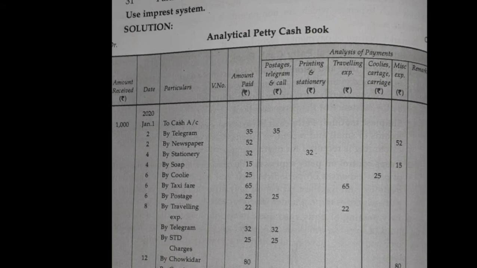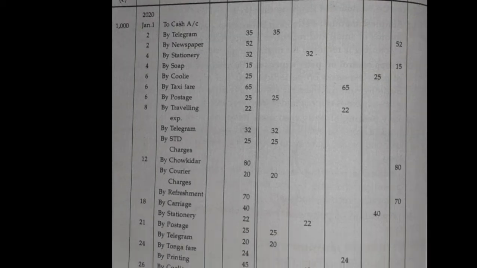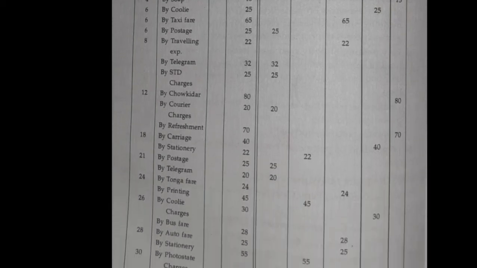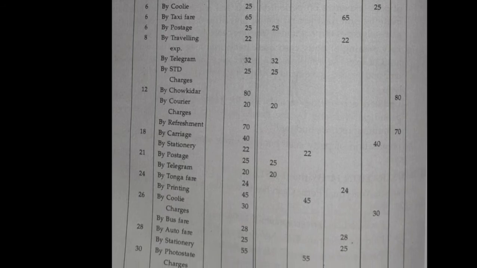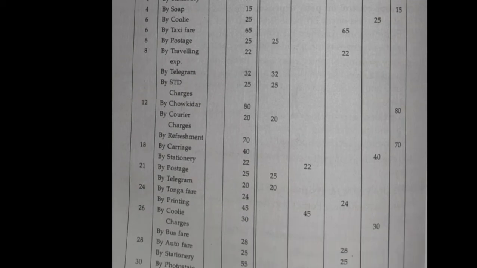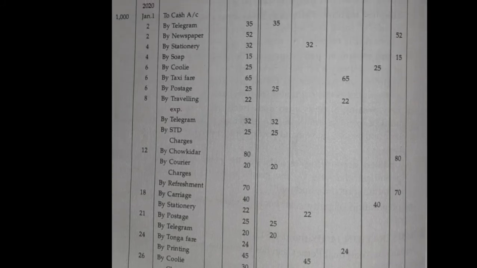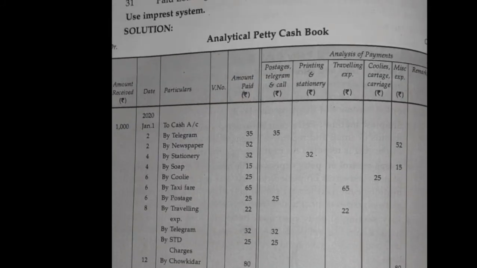Moving on to the next one, that is coolie charges and carriage. Whatever expenses are related to coolie charges will be recorded here. You can see January 6 coolie 25 is recorded. Then moving on, carriage on January 18 has also been recorded. Again January 26 coolie charges have been recorded. So this is the way of doing the sum. This is the method of recording all the expenses in the particular expense column.